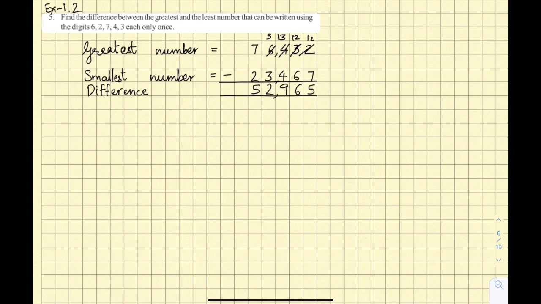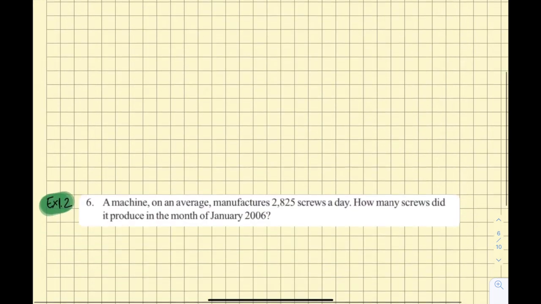And you put a comma. And they had asked us to find the difference, so we write the difference is, and then we write the answer. Here also you have to just apply logic. Greatest number is formed by writing in descending order, and the smallest number is formed by writing in the ascending order.